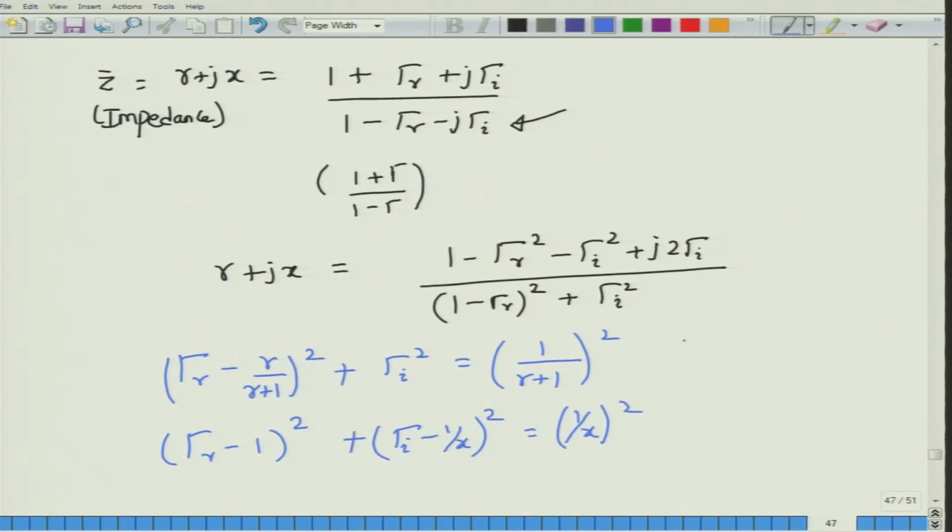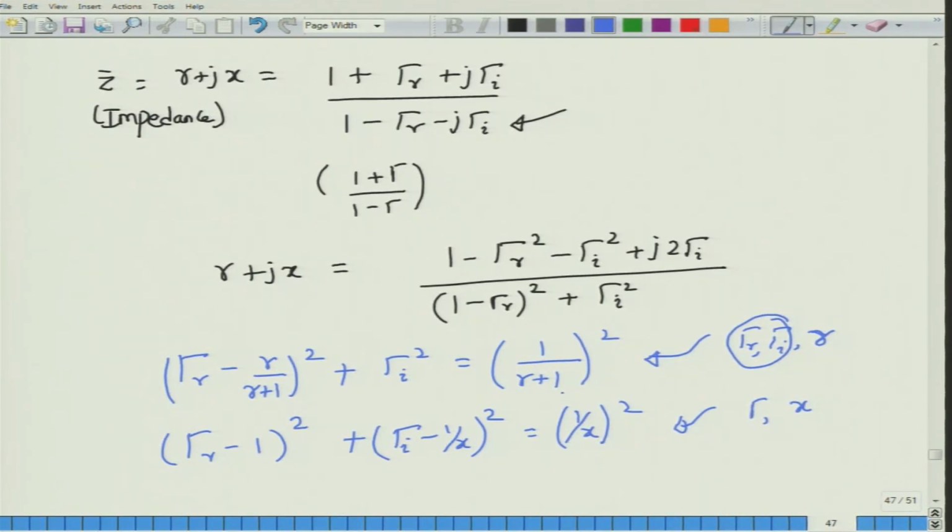Please note that in this relationship, only gamma r, gamma I and r are involved. Gamma r and gamma I are in the complex gamma plane, r is the resistance or the normalized resistance, or the normalized real part of the complex impedance. In this equation, you have the complex gamma plane related to x values, x being the reactances. We will now in the next module actually build up the Smith chart by understanding these equations.